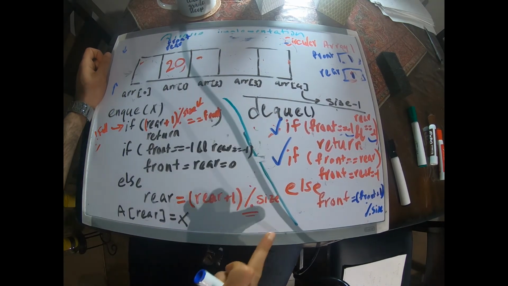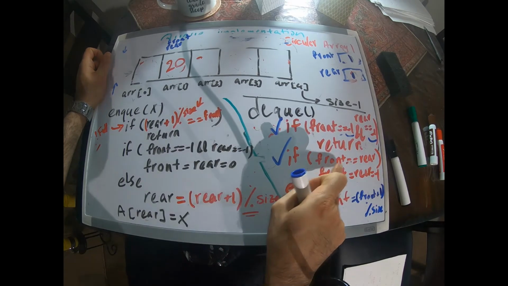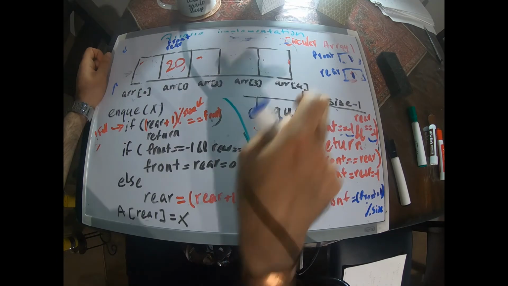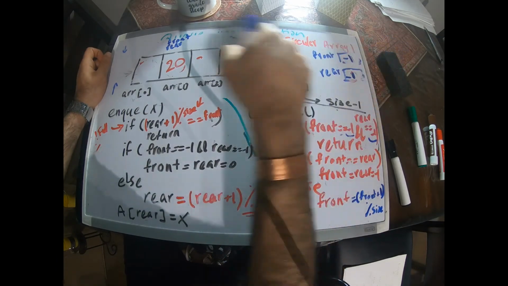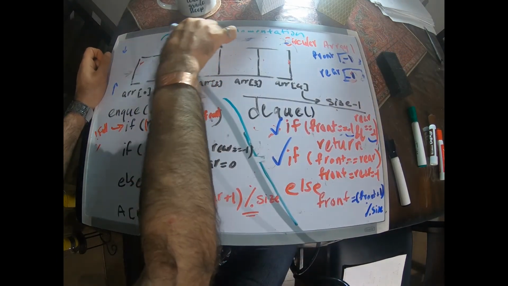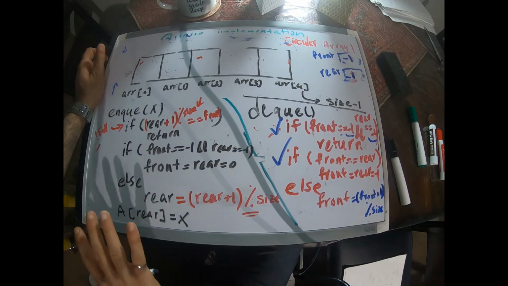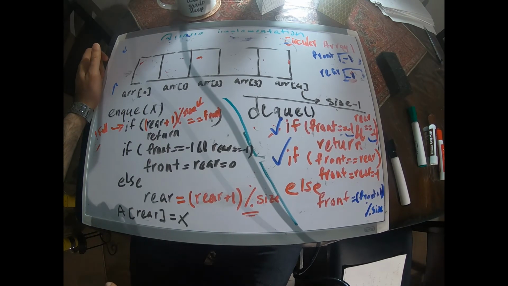Again, we get to this point. Is front and rear equal? Yes, they are equal. So we want to make both front and rear -1. This number is also out of the queue. Our queue is empty. Okay, so that is the circular array implementation of queue. It's more memory efficient than the linear array implementation.